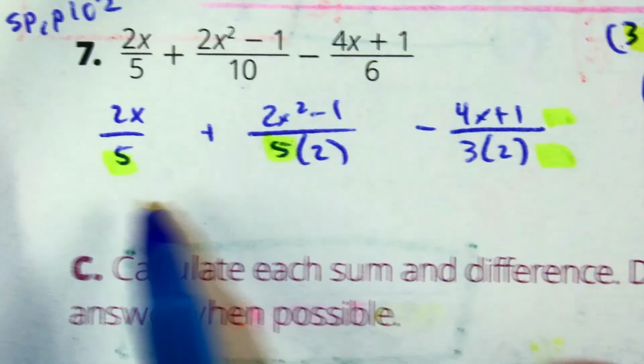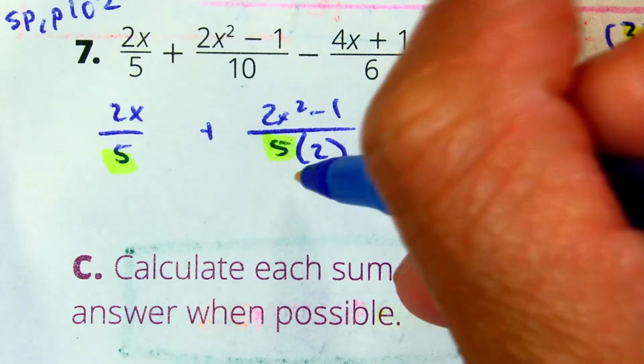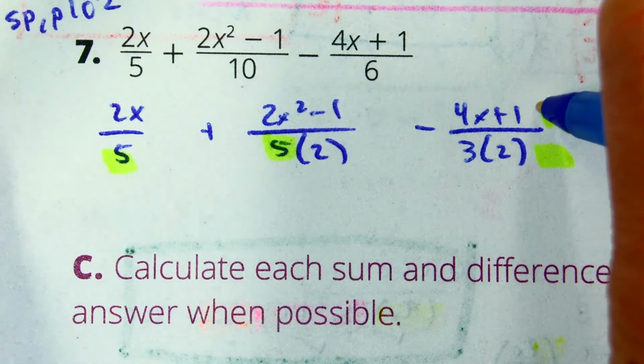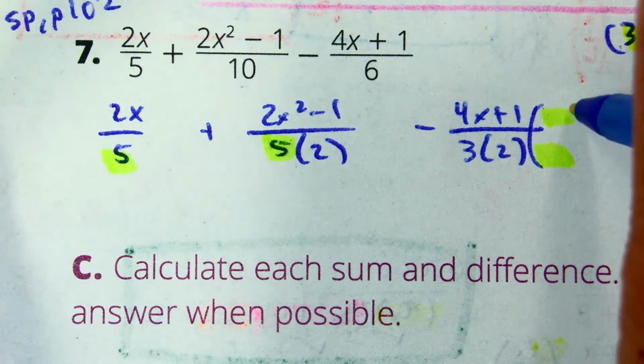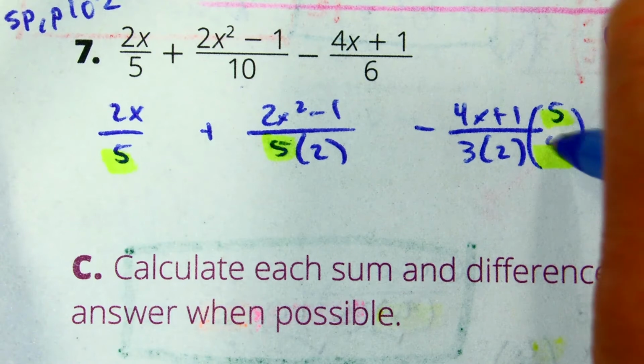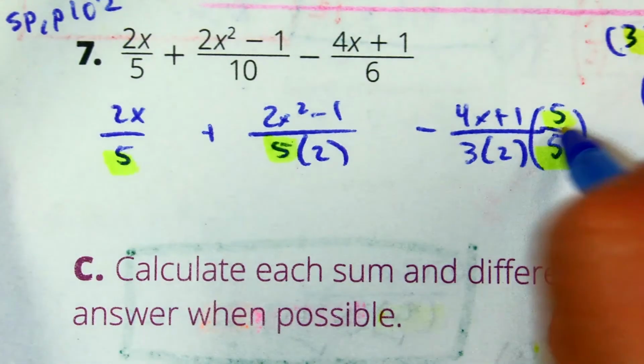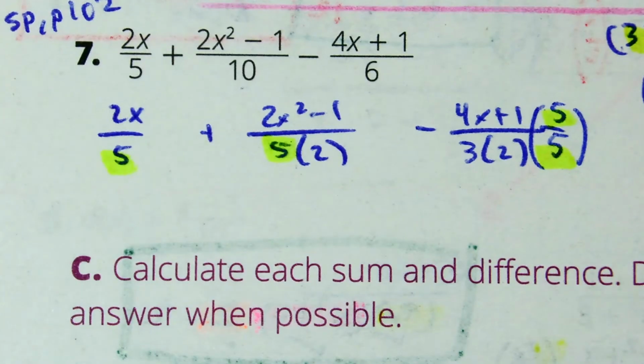Now, if it's missing 1, you have to multiply by 1. You cannot just multiply by 5 in the denominator. Essentially, that would be a fraction of 1/5, and that would not be equivalent.